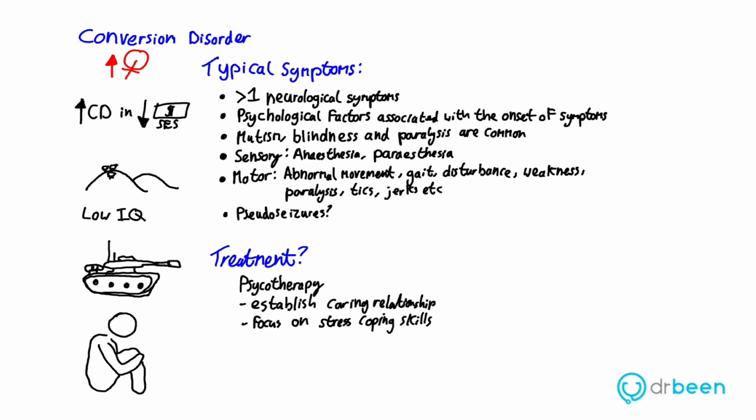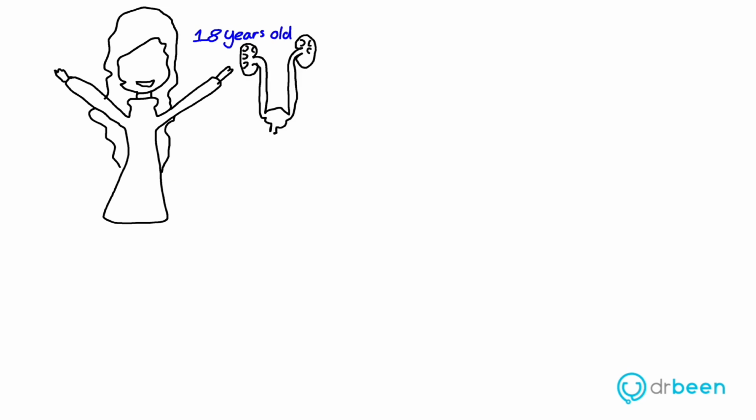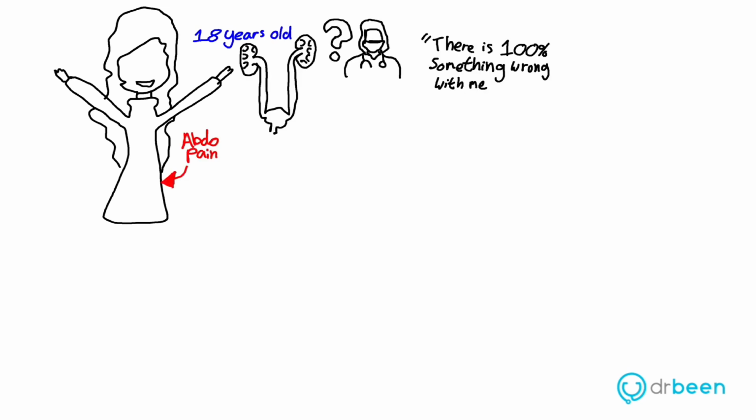So let's look at another case. Miley is an 18-year-old singer and she presents to the doctor convinced she has bladder cancer. She reports constant abdominal pain that doesn't go away. She has seen doctors numerous times and she's told there's nothing wrong with her. She doesn't believe them, but she thinks that you can help her because she knows 100% there's something wrong with her. Do you know what diagnosis this is?